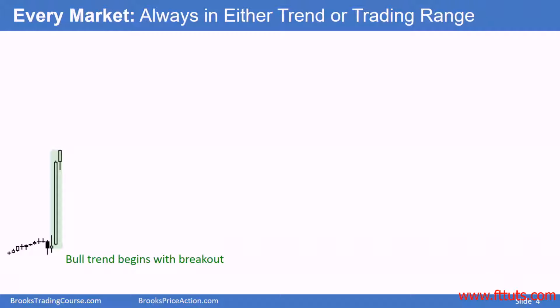A bull trend typically begins with a bull breakout, which is a big bull trend bar, a white bar. Bear bars are black bars. And here the bar opens at this point at the bottom of the white box, and that is the close of the white box.